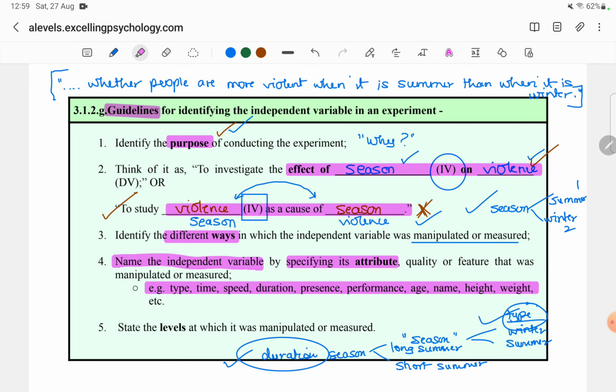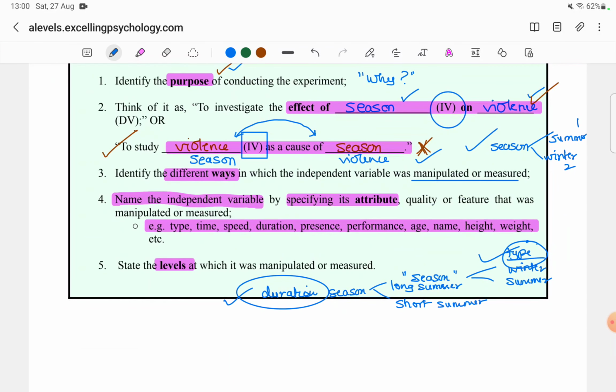Okay, next is you need to state the levels at which the independent variable has been manipulated or measured. We've already seen that just naming the independent variable is not enough. I know now that the independent variable is type of season, but I cannot just write type of season in the paper. I need to write what were the levels at which it was manipulated.